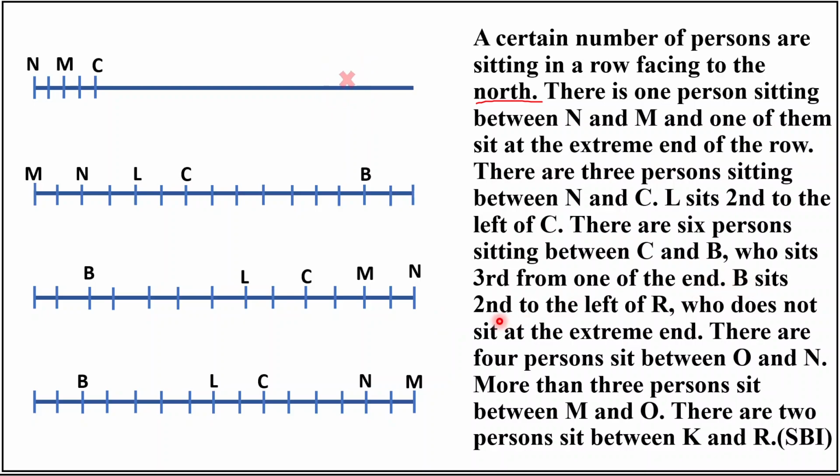B sits second to the left of R, who does not sit at the extreme end. Here R does not sit at the extreme end and B sits second to the left of R.